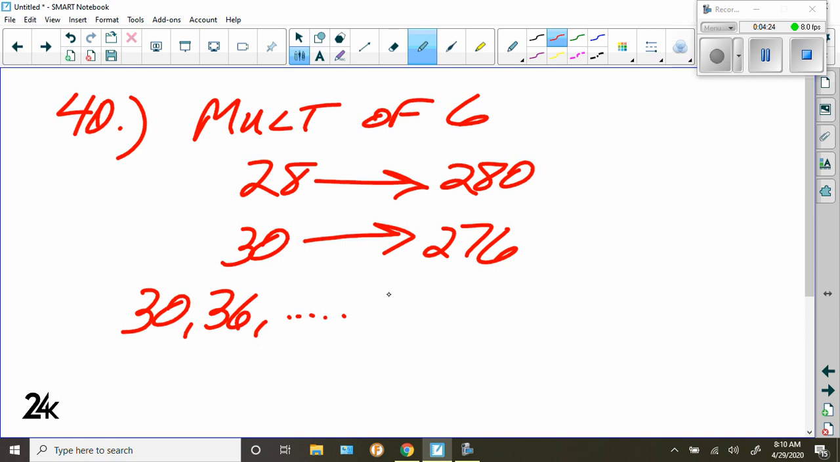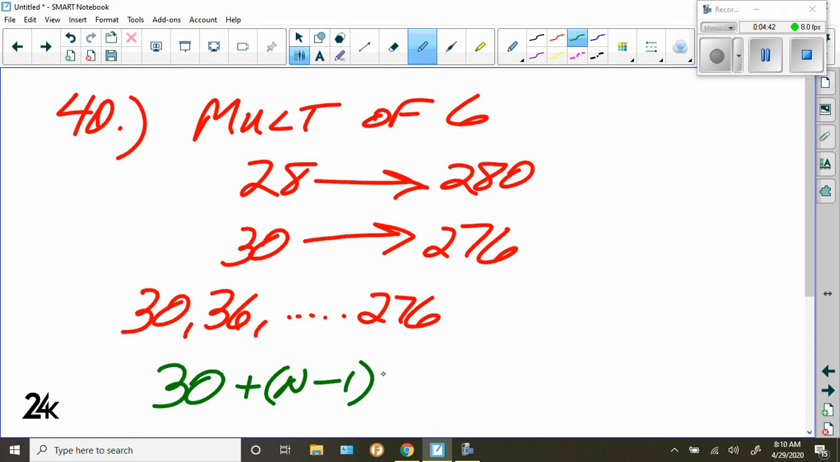All the way to 276. Those are the multiples of 6 there. I could write them all out, but I'm not going to. I'm just going to do what I did on the previous problem. First term, 30 plus n minus 1 times d, which is 6, and that's going to equal the last term, which is 276.